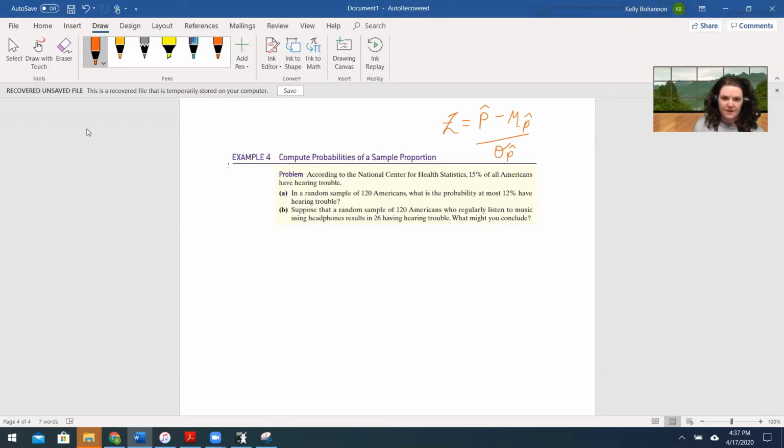According to the National Center for Health Studies, 15% of all Americans have hearing trouble. In a random sample of 120 Americans, what is the probability that at most 12% have hearing trouble? First, I need to make sure I can apply normality. 120 Americans is less than 5% of the total population, so that part's good, but I have to check whether N times P times 1 minus P is greater than or equal to 10.